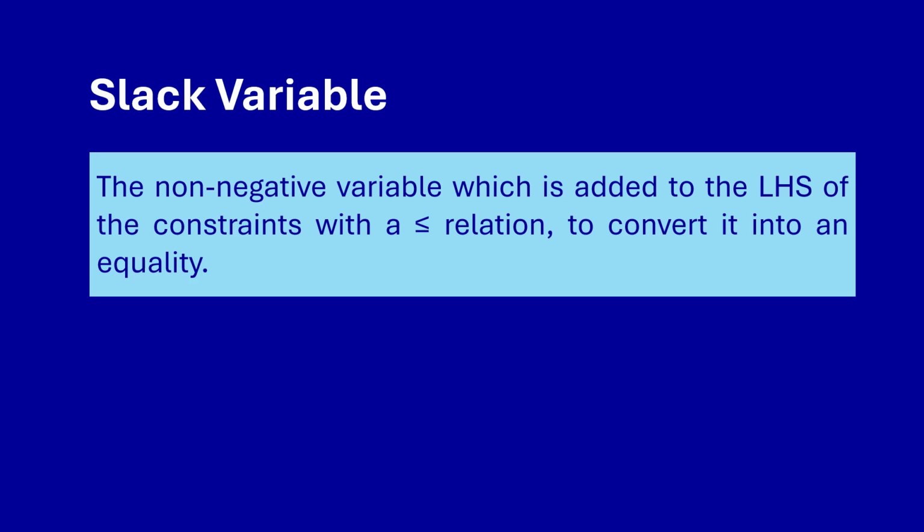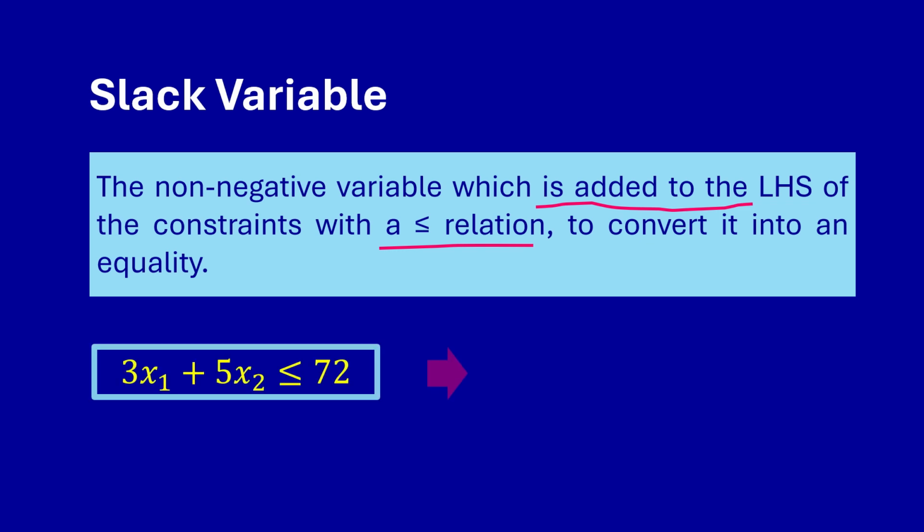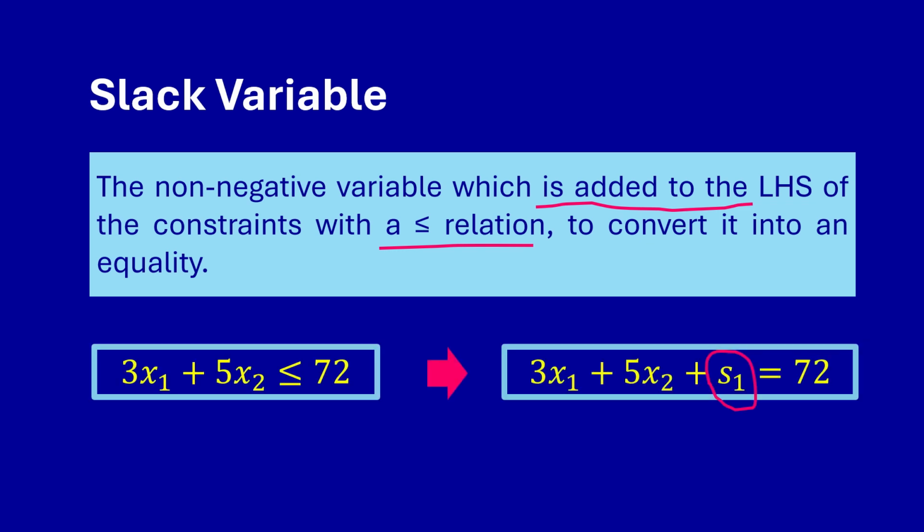Let's look at what a slack variable is. It is a non-negative variable which is added to the left-hand side of the constraints with a less than or equal to relation. This is done to convert the inequality constraint into an equality. The key thing to remember is that we add this variable when the inequality constraint is a less than or equal to relation. In this example, S1 is the slack variable and it is non-negative.